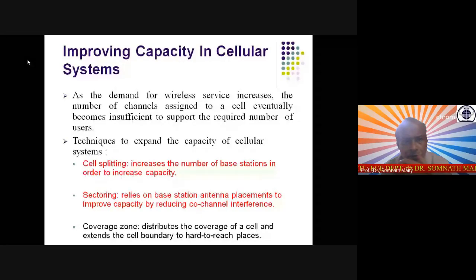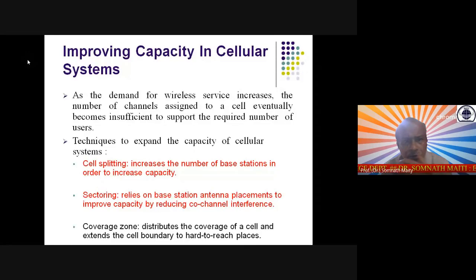Sectoring relies on base station antennas. Normally one omnidirectional antenna is used. Omnidirectional means it radiates energy equally in all directions. This is a dipole antenna. A single antenna is there, which caters to the service of all the subscribers. These two, in red, are the important techniques to improve the capacity.